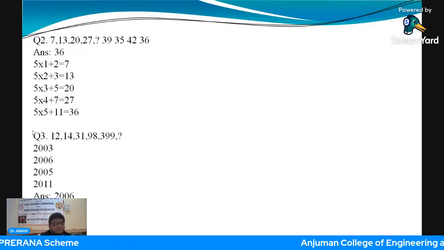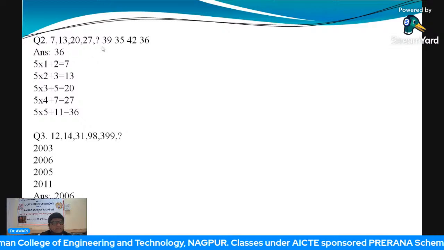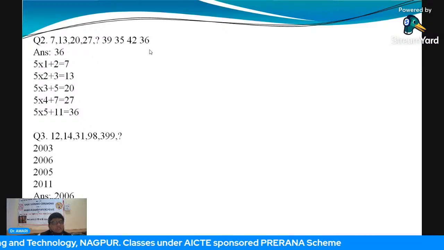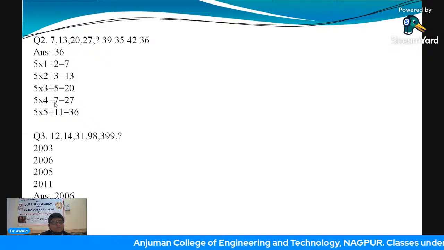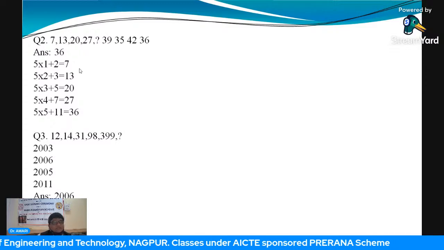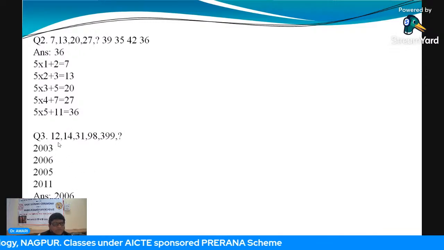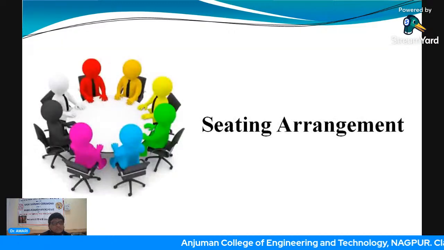Then another question in this number series, that is 7, 13, 20, 27, and then a blank, then the options 39, 35, 42, 36. So look here, 5 into 1 plus 2, 7, 5 into 2 plus 3, 13, 5 into 3 plus 5, 20, 5 into 4 plus 7, that is 27, and then 5 into 5 plus 11, it is 36. So the answer is 36. Then 12, 14, 31, then 98, 399. So here also the answer comes out to be 2006.